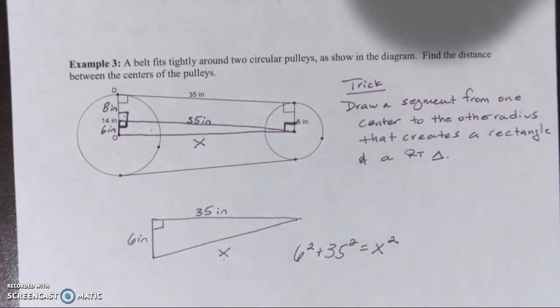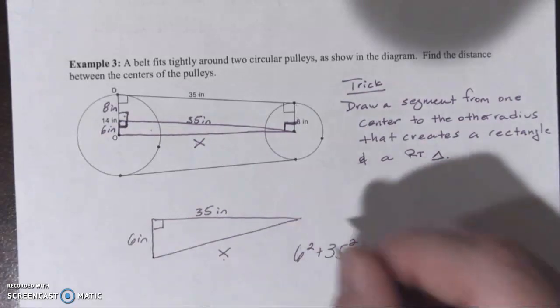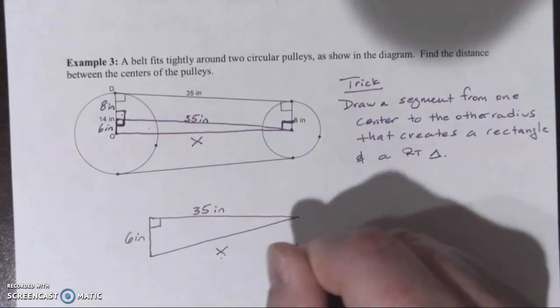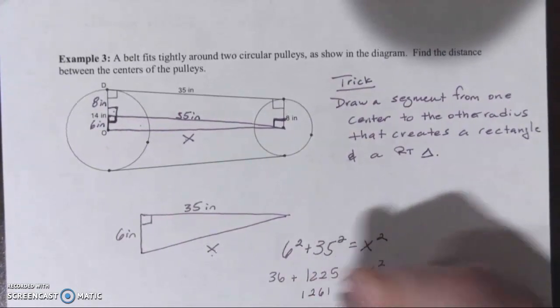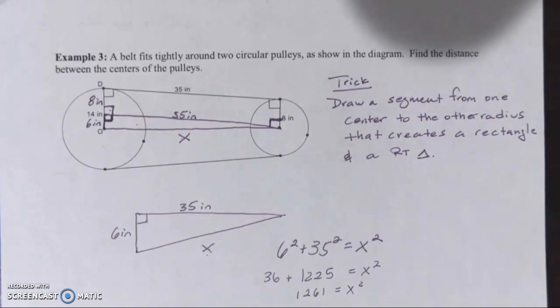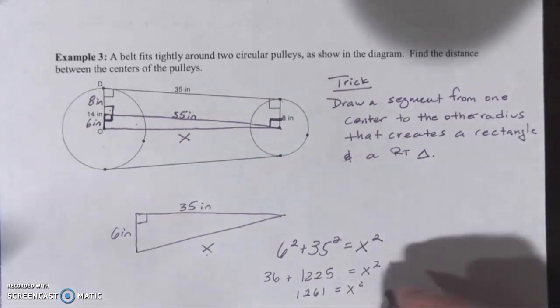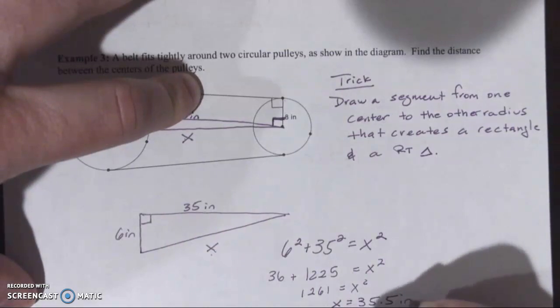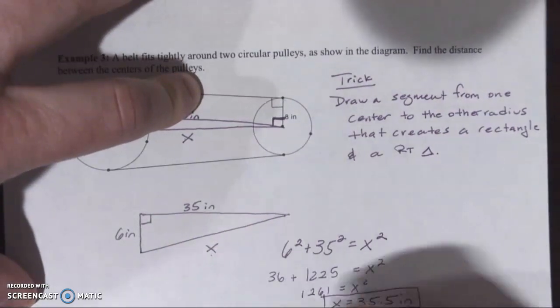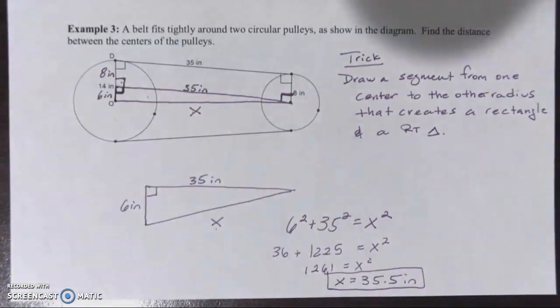So we've got 6 squared plus 35 squared. We have 1225 plus 36 equals x squared. We get 1261 equals x squared. And we take the square root of 1261, which is approximately 35.5 inches. There we go. I really like that problem.